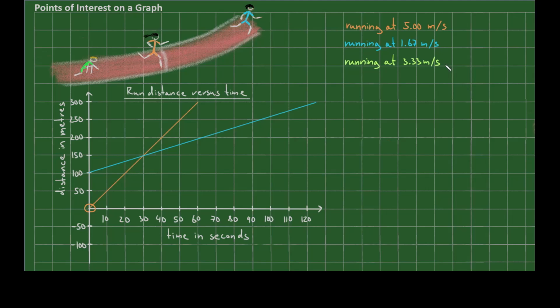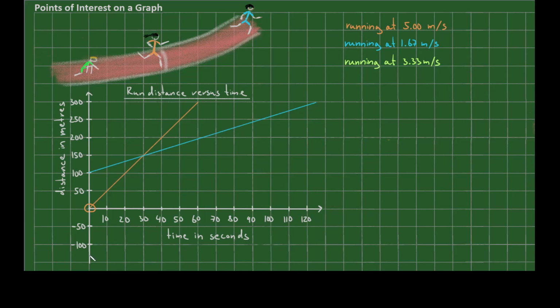Let me add a third runner in green. Now this third runner is running at a speed of 3.33 meters per second, but they are starting 50 meters behind the orange runner. How do we represent that on this graph? Well, we need to extend our y-axis into the negative territory, because we need to represent 50 meters behind the orange runner. That means that with respect to them, that would be at minus 50 meters.